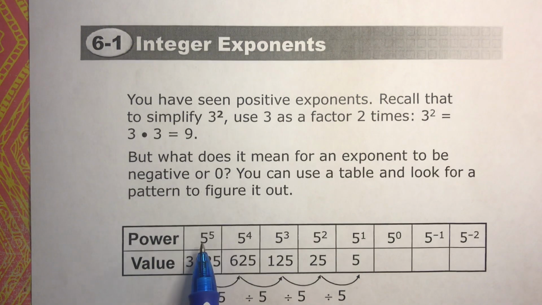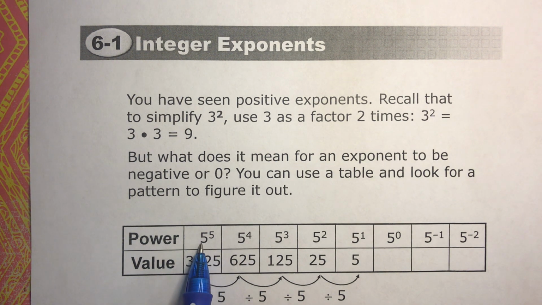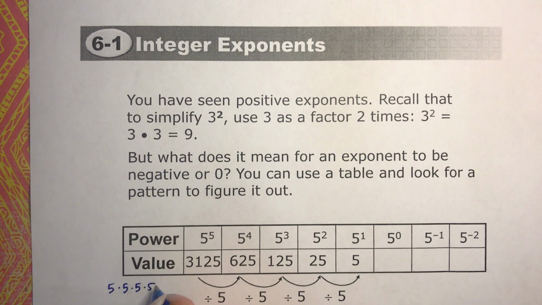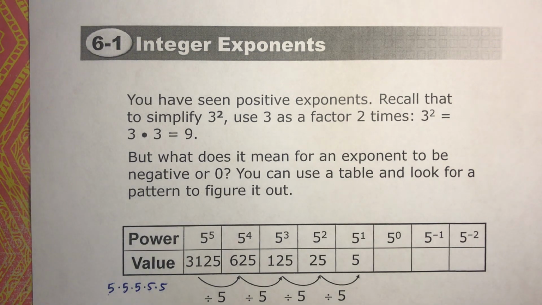So 5 squared, what it's saying, 5 squared is 3,125, right? Did I say 5 squared? I meant 5 to the 5th power. I'm sorry. This is 5 to the 5th power. That means if we go 5 times 5 times 5 times 5 times 5, 1, 2, 3, 4, 5 times, we would get that number. Let's go ahead and see if that's true.